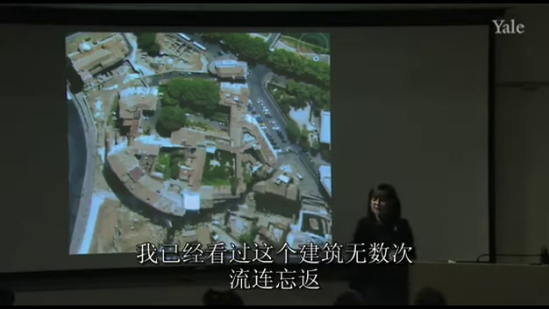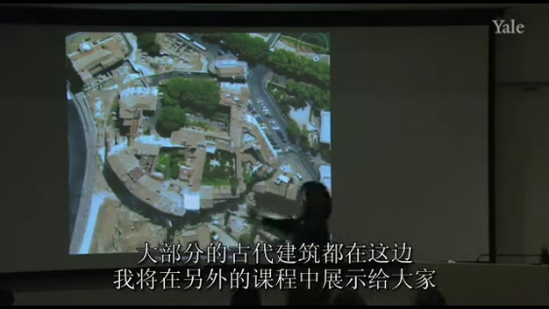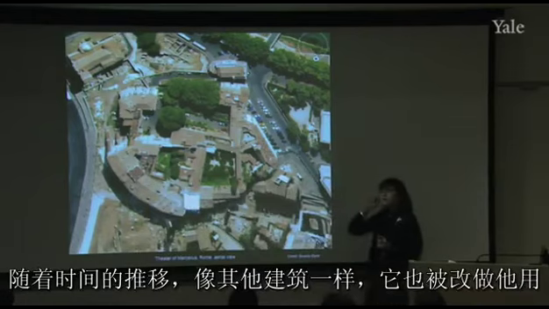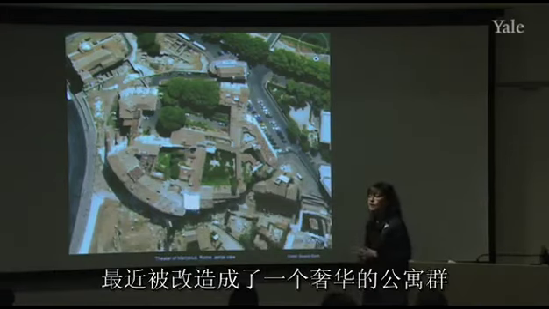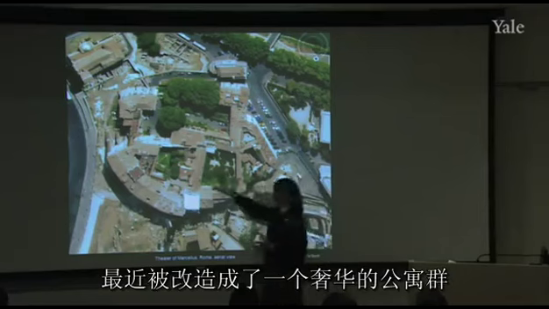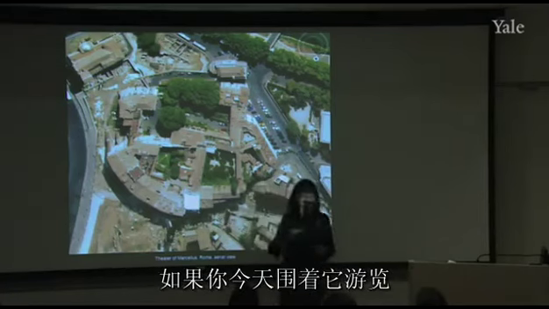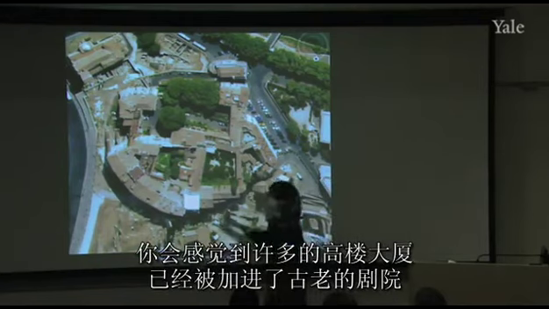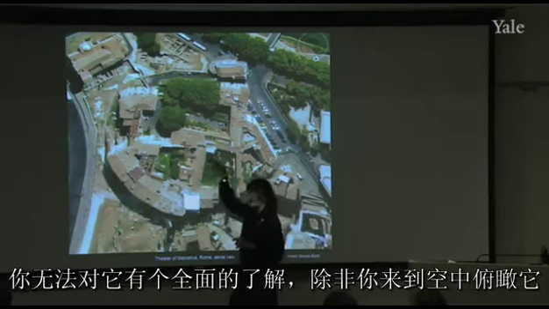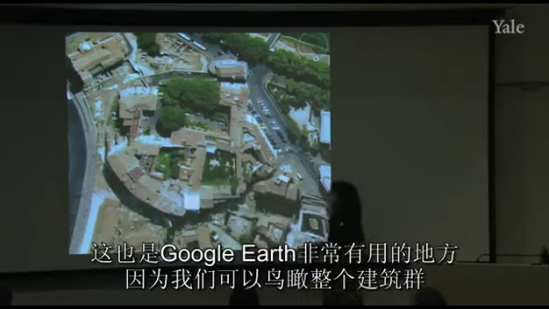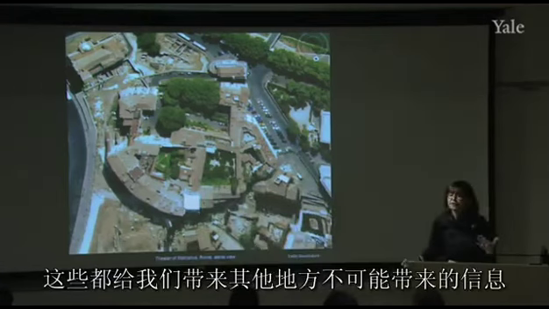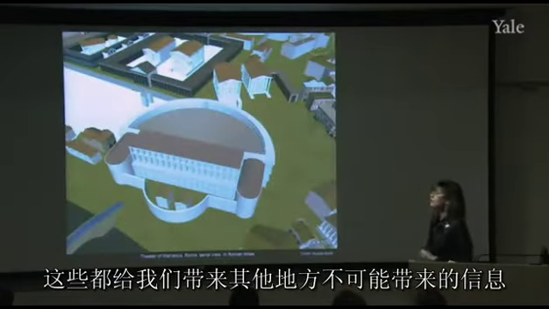I've looked at this building a zillion times. I've wandered around it. Most of the ancient part is over on this side, and I'll show that to you in another lecture. But over time, this is one of those buildings that was transformed into all sorts of things, most recently into a fabulous condominium. As you wander around it today, you get a sense of some of the high-rise apartments that have been added to the original theater, but you can't get a full sense of it unless you go up above it. And so here's where, again, Google Earth is so helpful, because we can look down on the entire complex, see the gardens, see some of the apartments, see the circular driveway, and so on and so forth, which gives us information that it would be impossible to glean anywhere else.